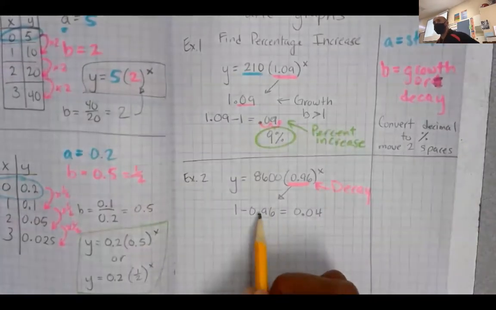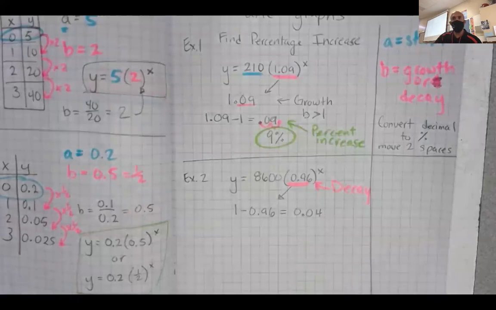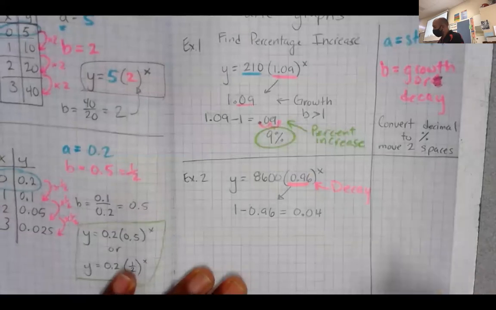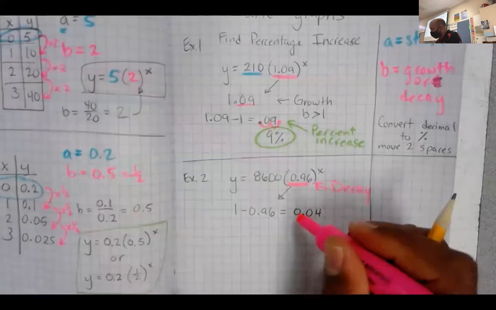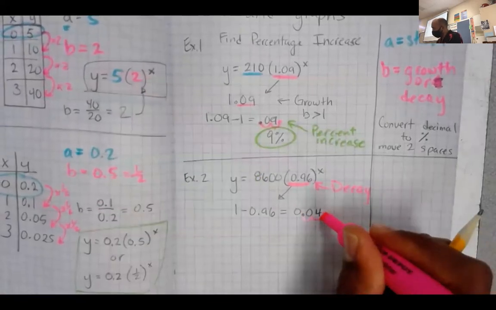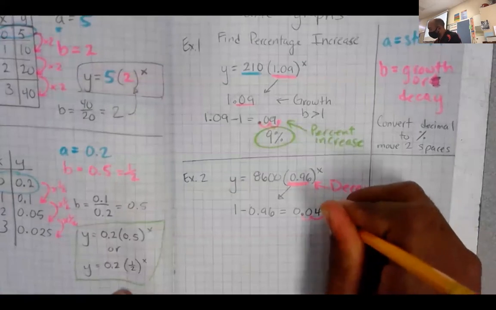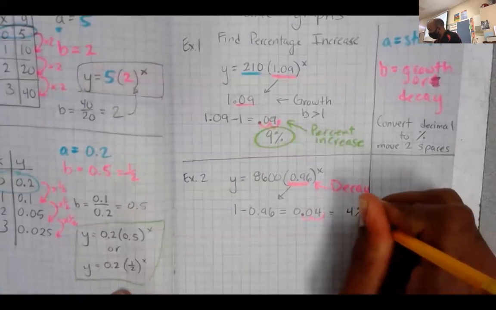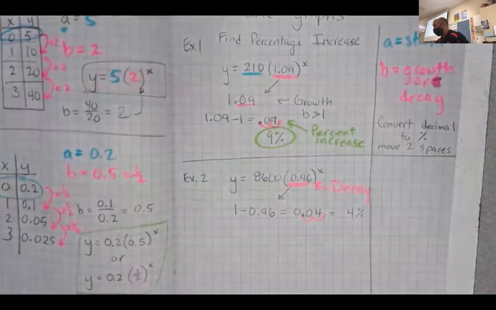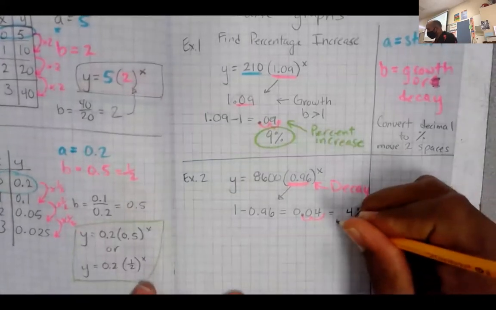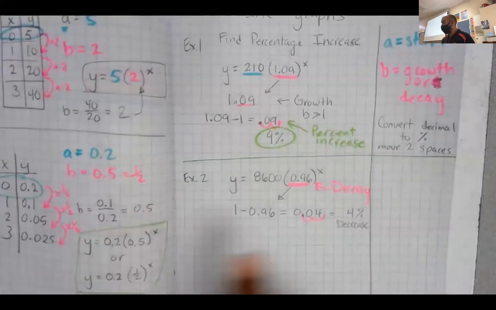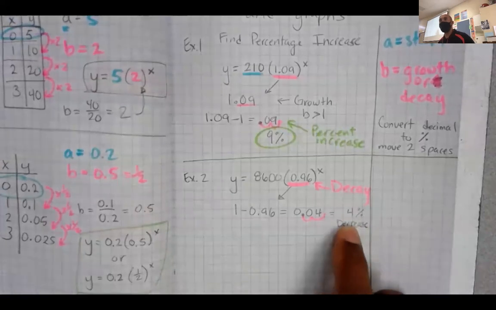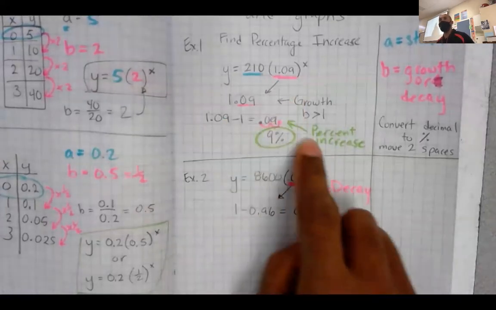And you can do that in Desmos if you want, or if you need to do that with decimals. Okay, and again, just like before, move the number 2 spaces. So 1, 2, and now we know that it's 4%. But what's important is that this is a 4% decrease, because that number is less than 1. This one's bigger than 1, so that was an increase.